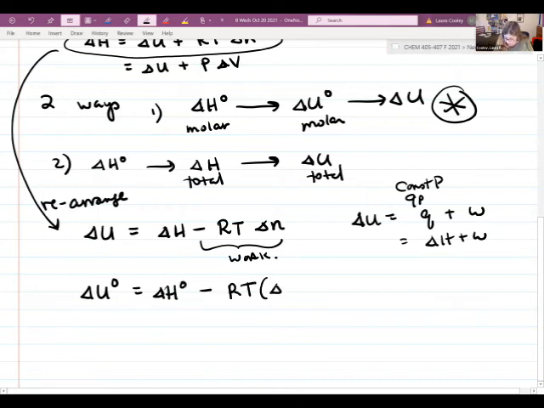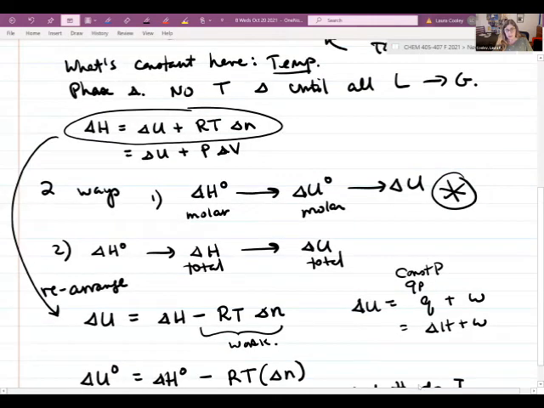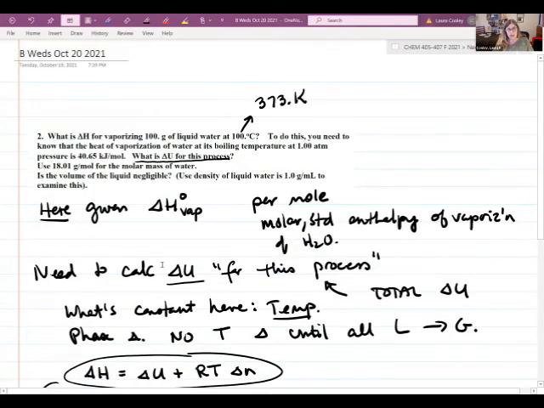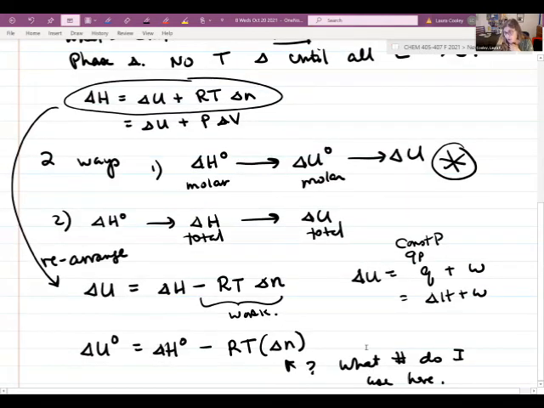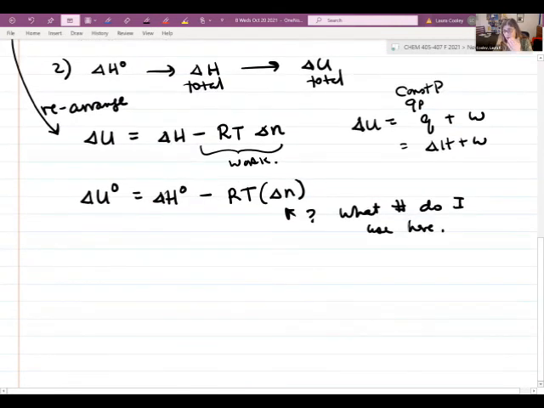And now, what is this delta N? What number do I use here? All right, but this is per mole, right? We're going to take care of the fact that it's not per mole later. It says, what is delta H for vaporizing 100 grams? But you're given the per mole quantity. And if you find the delta U per mole, what you're simply going to use is the 1 mole, because 1 mole is what you're vaporizing.